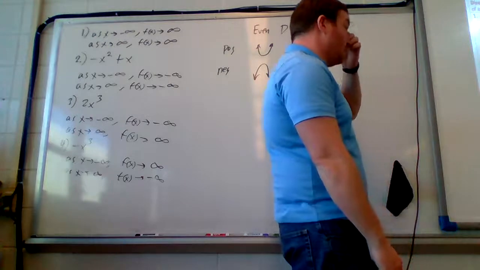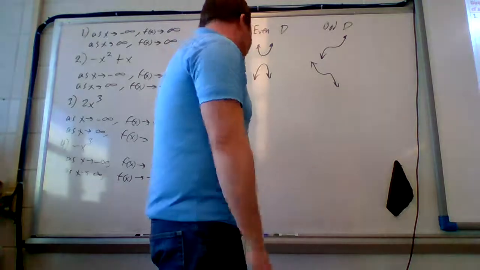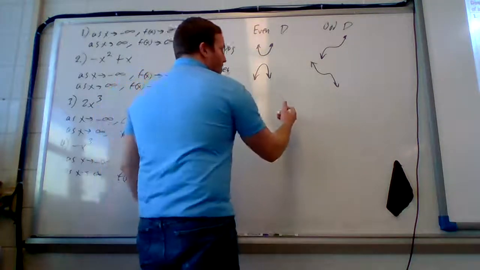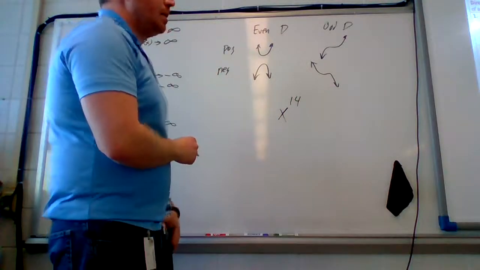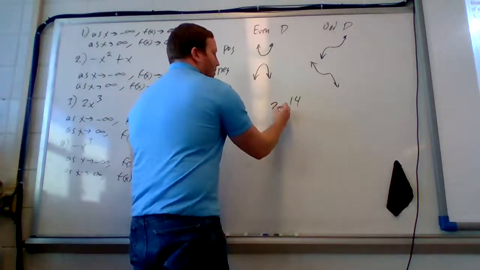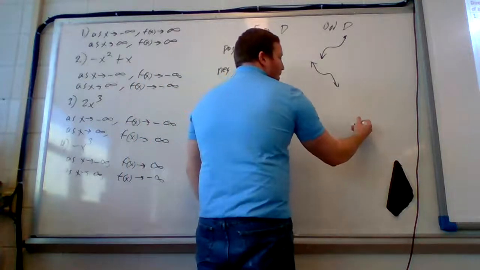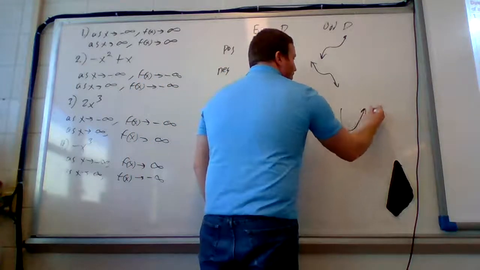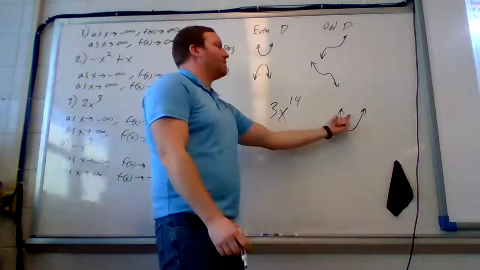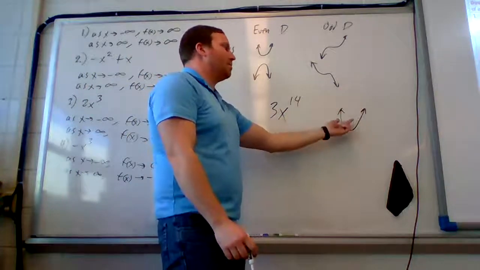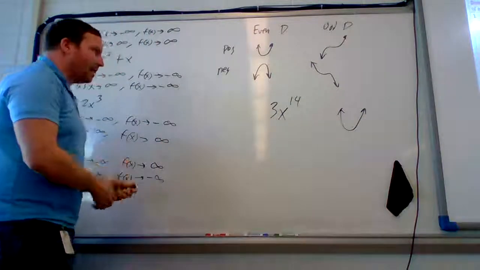Number 3, describe the end behavior of the 14th degree polynomial with a positive leading coefficient. So all they're talking about is they have x to the 14th. It's a positive leading coefficient. We just put 3, it's positive. It's going to be U-shaped. Is it going to open up or down? Up. So then all you have to do is describe the end behavior. So as x approaches negative infinity, f of x approaches positive infinity. And same thing for the right behavior. And then you guys got number 4.